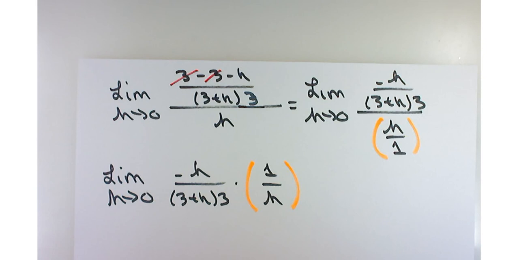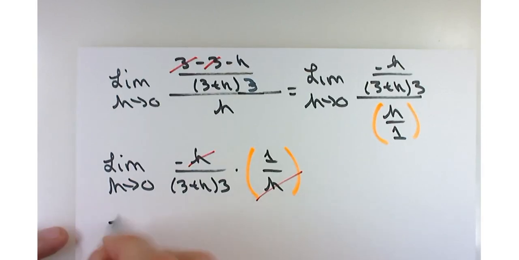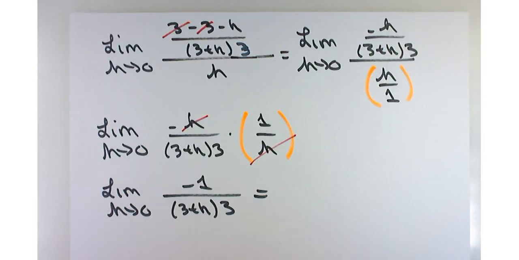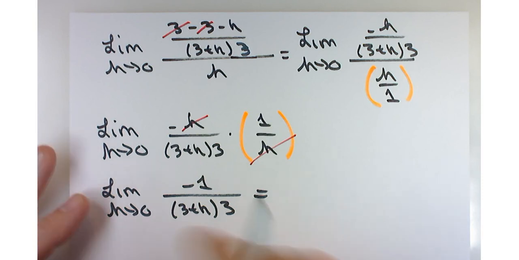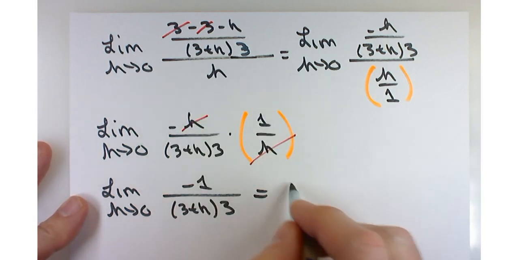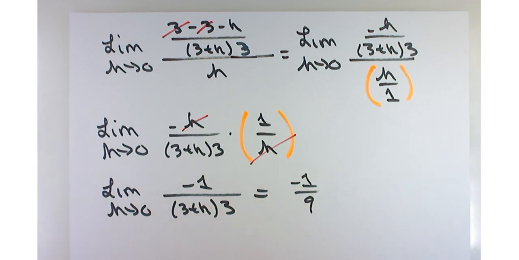Did that help me out? Yeah. The h's cancel. And finally, after a good 10 minutes worth of work here, the limit as h approaches 0 is going to be negative 1 over 3 plus h times 3. What's that limit going to be? Once you canceled out that h, now you can just plug in the limit. You get negative 1 over 3 times 3, which is 9. That is it.